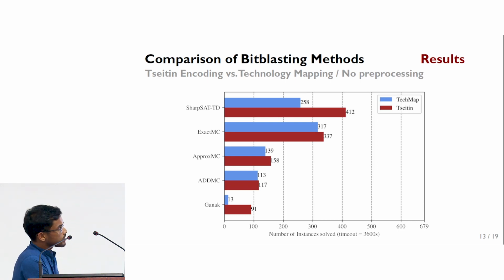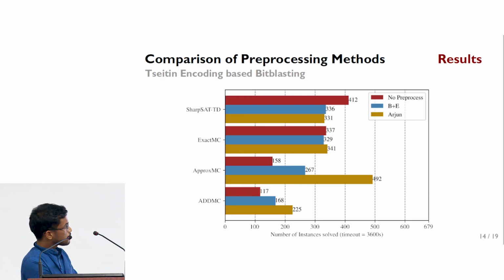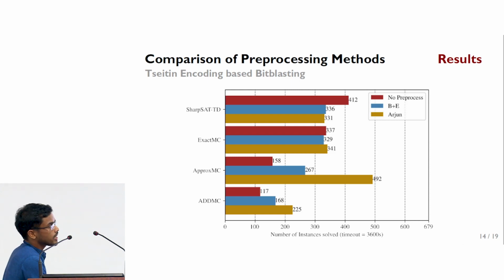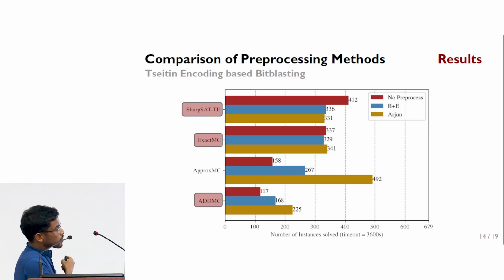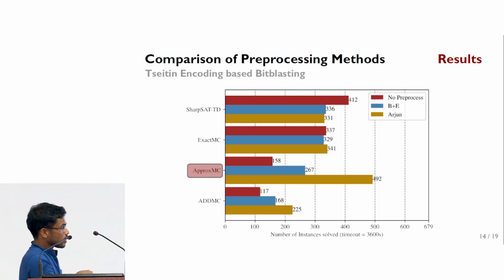The third thing we compare is the pre-processing techniques. Here the red line represents the instances that were not pre-processed at all. The blue line represents the instances that were pre-processed with B plus E. And the yellow line represents the instances that were pre-processed with Arjun. For the exact model counters, it is shown that these preprocessors are not that helpful. But in the case of the approximate model counter, this preprocessing has helped a lot. With preprocessing with Arjun, the approximate counter can solve 492 instances, which is better than any previous setting.